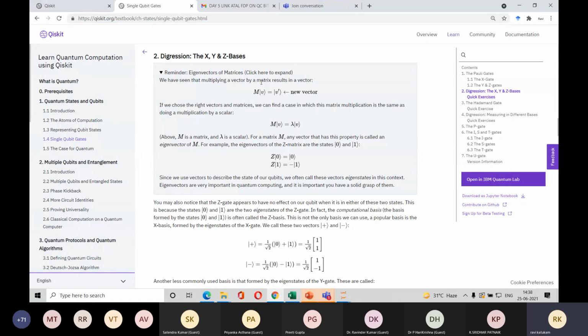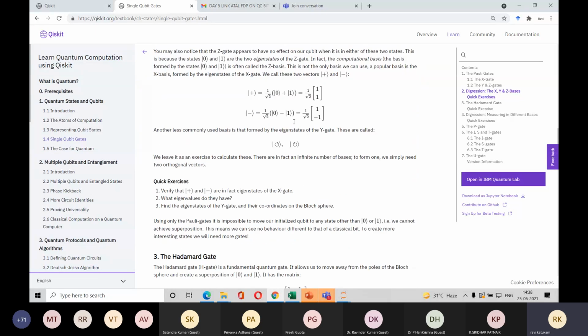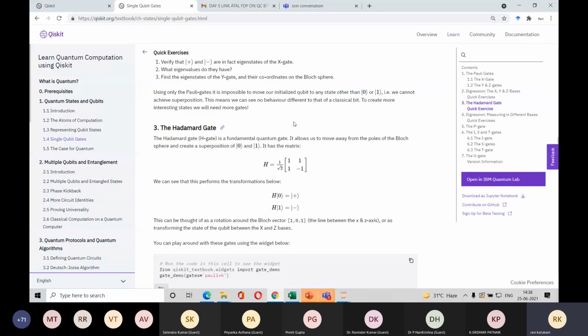What this entire mathematical description tells is, if you multiply a vector by a matrix, the end result can be represented by a scalar multiplied by the vector. That's what it is, where this lambda becomes the eigenvalue. And this is a very basic mathematical concept.